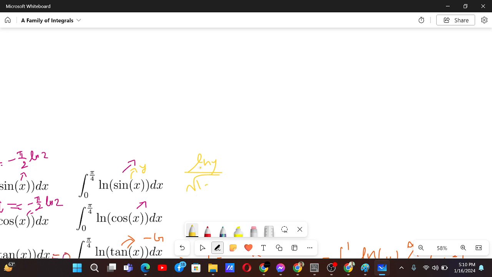but that will be somehow tedious and long and does not give a neat answer. So that's why we have an alternative approach. The approach is we can let I be the integral from 0 to pi by 2 of ln sin x dx, and J as the integral from 0 to pi by 4 of ln cos x dx.